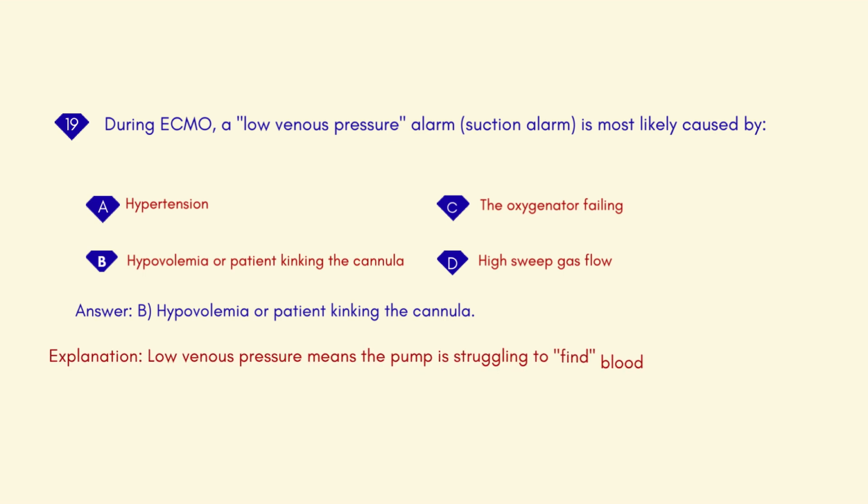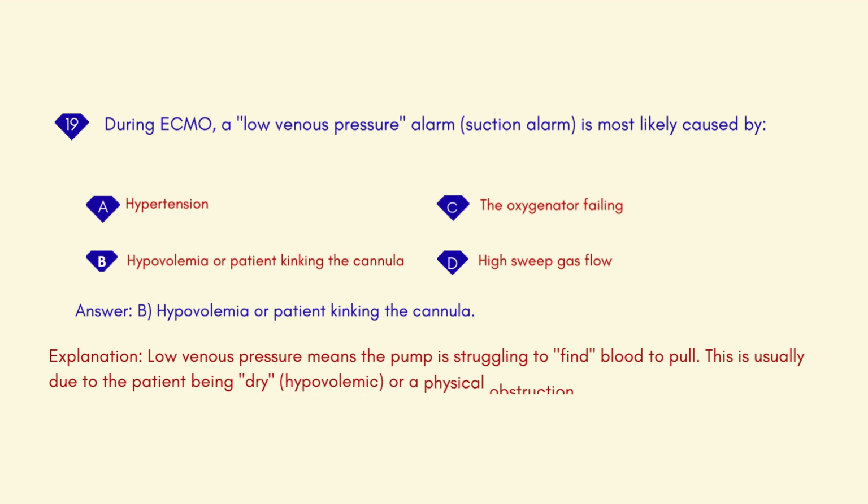Explanation: low venous pressure means the pump is struggling to find blood to pull. This is usually due to the patient being dry, hypovolemic, or a physical obstruction in the drainage line.